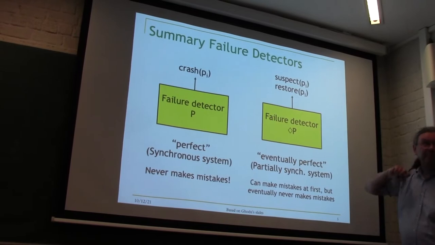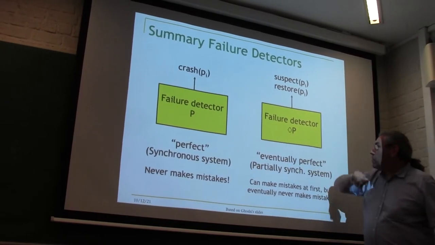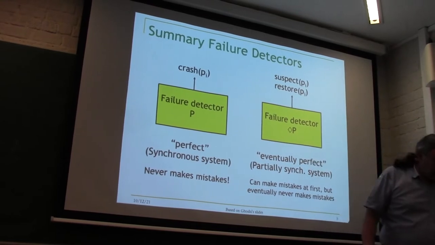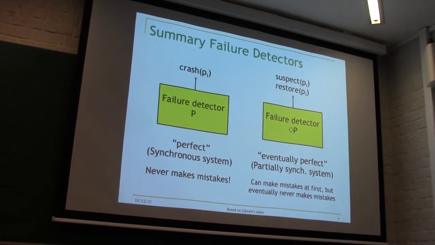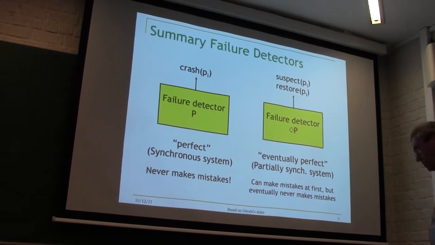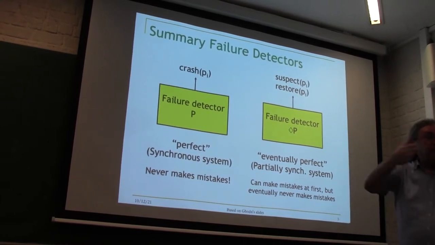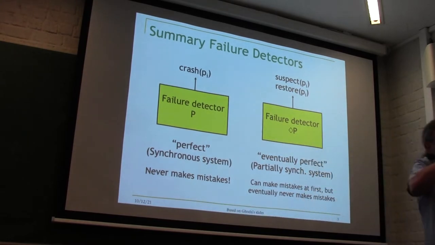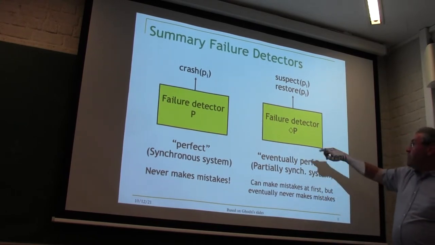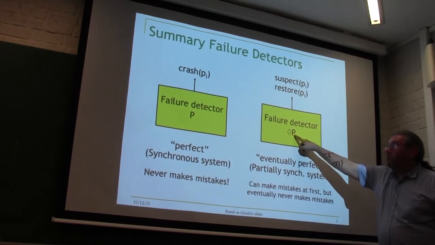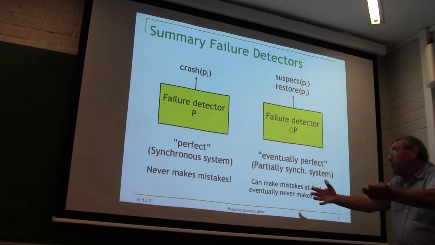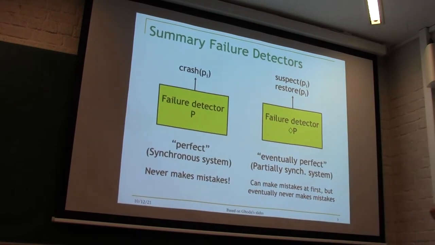On the internet, you get this one. This is eventually P. This little diamond symbol means eventually. It's coming from temporal logic. I'm not going to give you a course on temporal logic, but you can look it up. It's a logic which lets you reason about things that happen over time, in time steps. Eventually means that it will become true in some future finite time. So this failure detector is eventually perfect. That means sometime in the future, it will be perfect. But right now, it's probably not perfect.